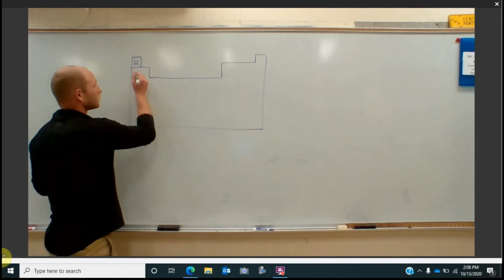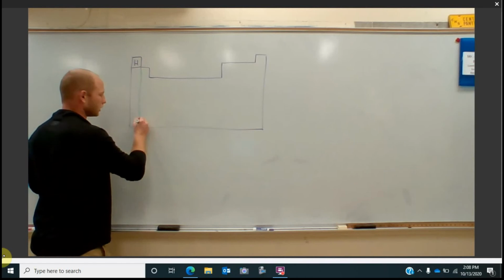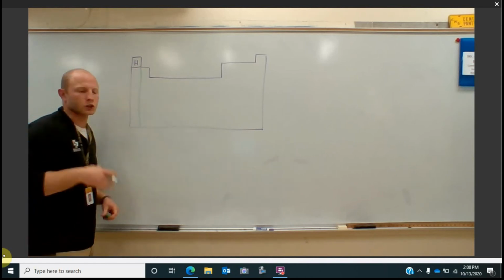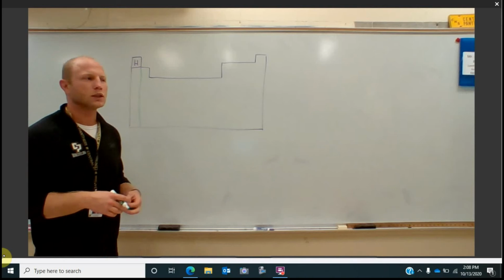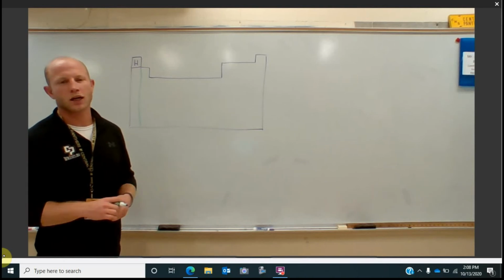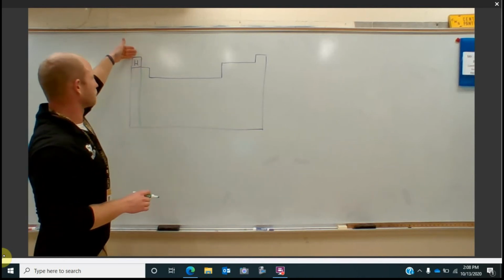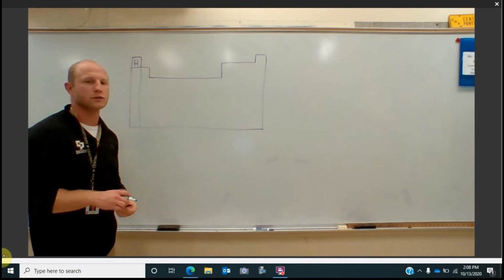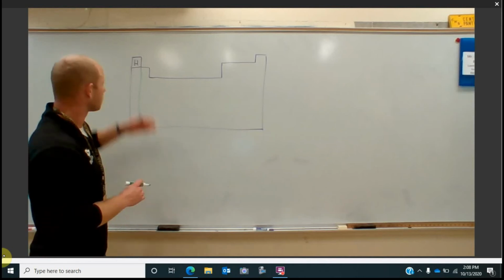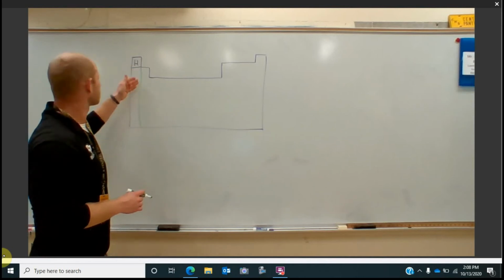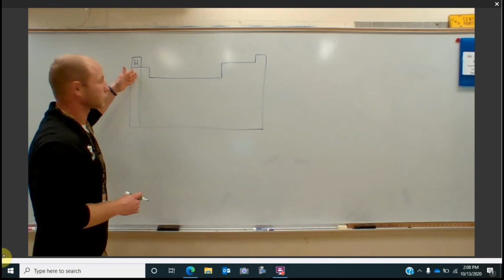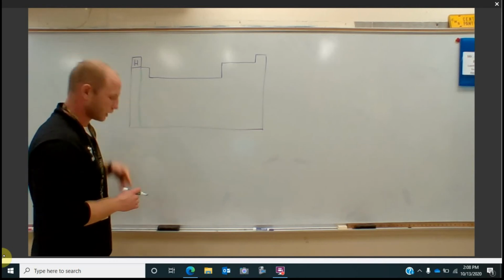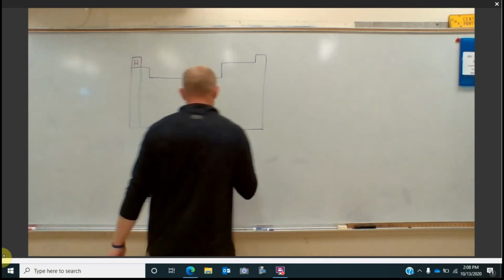Our first one is group 1. Our groups are our columns. If you're in a group of friends, you have things in common. These are known as groups, or you could also call them families, because if you're in a family with somebody else, you have similar characteristics. All of the elements in this group or family will have similar characteristics. They're really reactive, so that's one characteristic they all have in common.